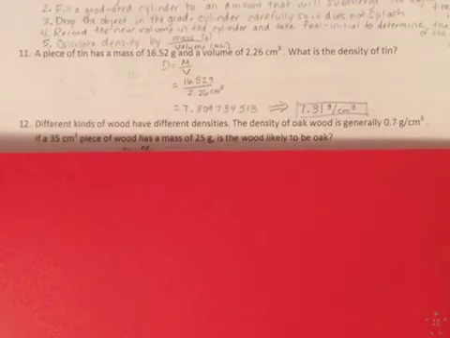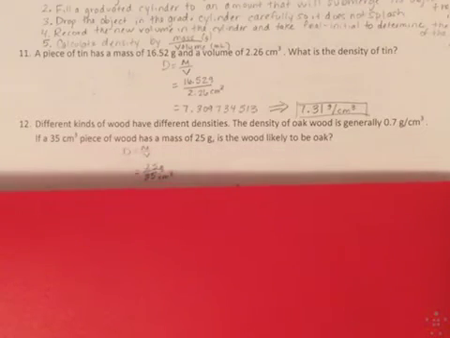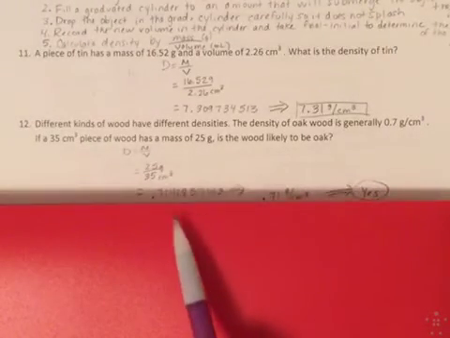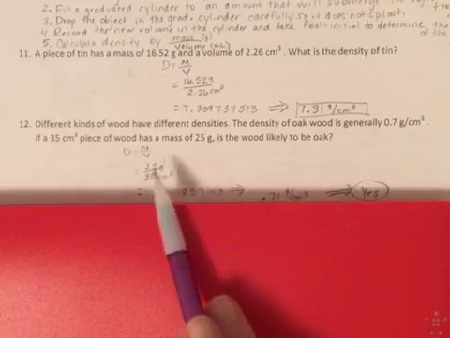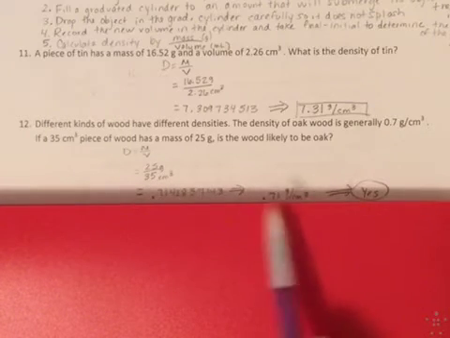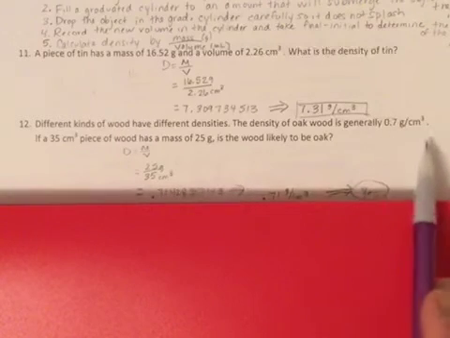For number 12, we're determining if this sample of wood could possibly be oak. So once again, you're taking mass over volume. I placed my 2 numbers there, 25 grams over 35 centimeters cubed, because that's what I was given. Then I do that division and I get a big long number. So once again, I check my digits. There's 2 there and 2 there, so my answer should have 2. So 0.71 grams per centimeter cubed, which matches the density of oak.